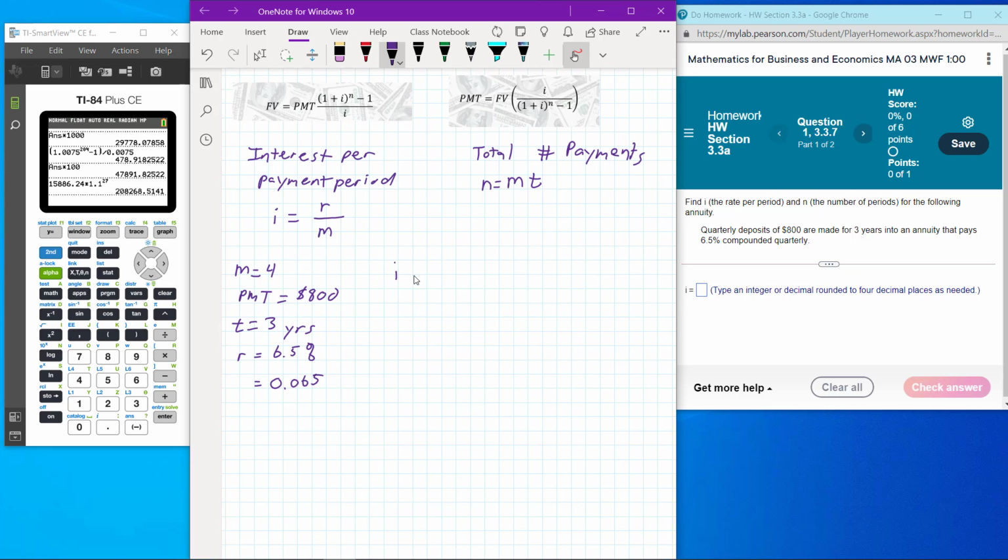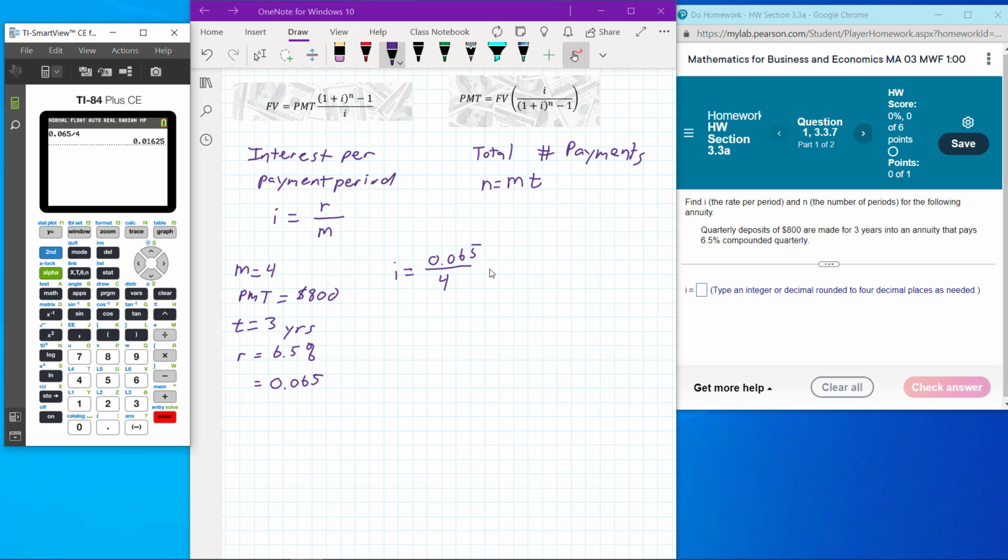I is R over M. Well, R is 0.065. M is equal to 4. And what is that? Well, let's figure that out in our calculator. That is going to be 0.065 divided by 4. And we want this down to 4 decimal places. So that would be 1, 2, 3, 4.